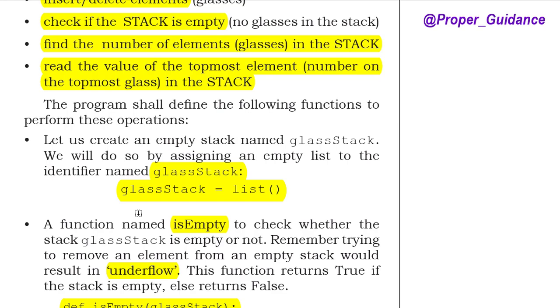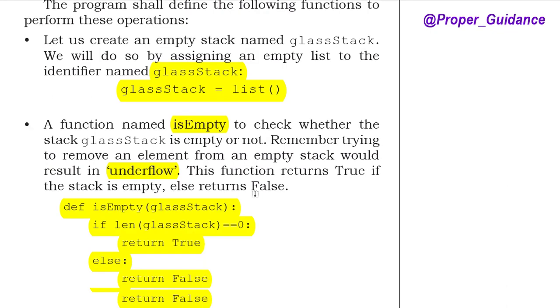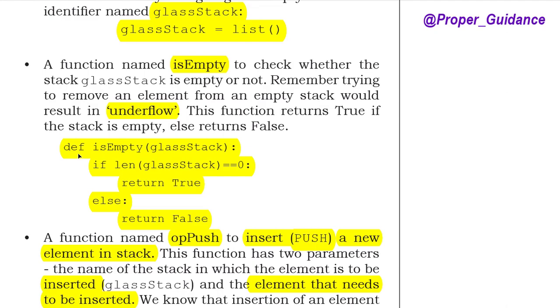We will do so by assigning an empty list to the identifier named glass stack. This is the identifier, and here we will assign a list. Glass stack is equal to an empty list. Okay, a function named isEmpty to check whether the glass stack is empty or not. Remember, trying to remove an element from an empty stack would result in underflow, so we have to check whether it is empty or not. So def isEmpty(glass_stack): if len(glass_stack) == 0, return True, else return False.